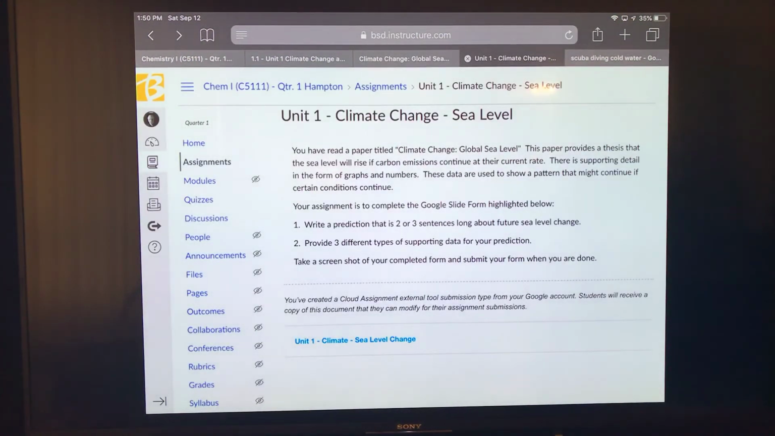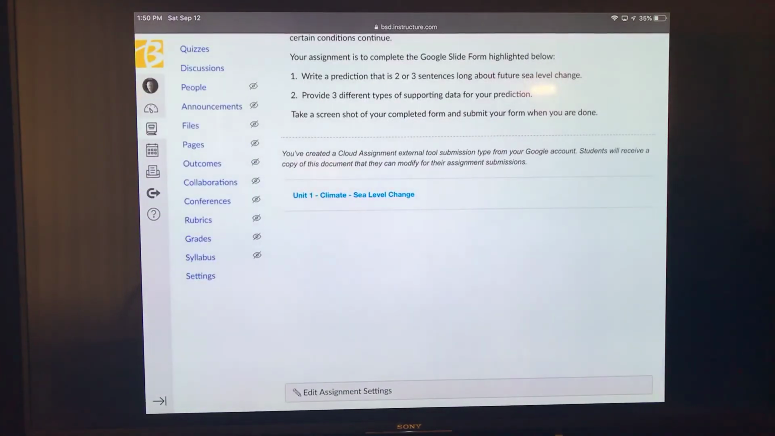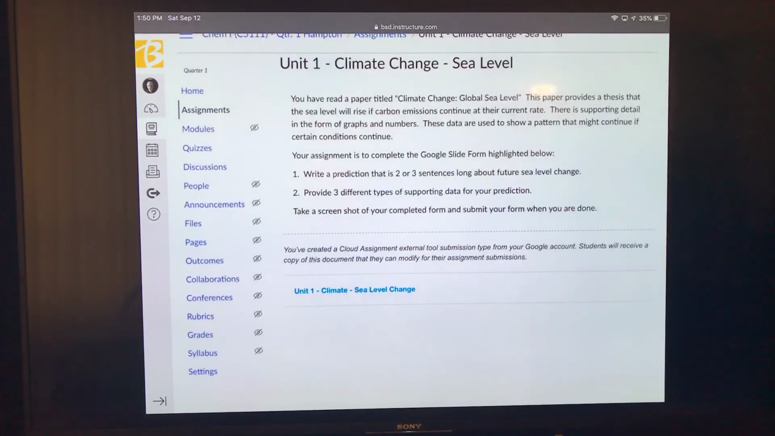And on the assignment page, you will see what I want you to do. So after reading the polar bear one, your assignment is to complete the Google slide form, which is down below there in blue. And on yours, it's actually going to show the Google slide. So I want you to write a prediction that is 2 to 3 sentences long about future sea level change. Provide 3 types of supporting data for your prediction.